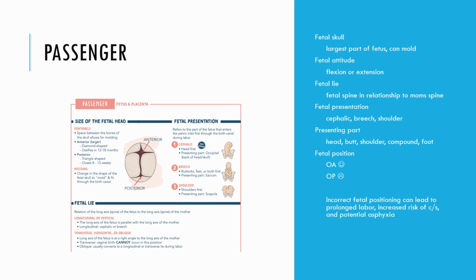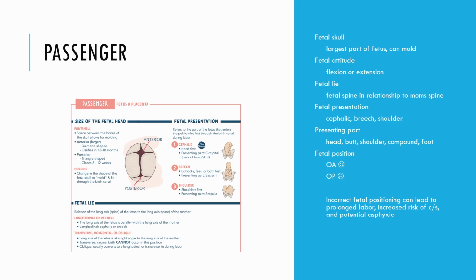Fetal presentation relates to what's the first part that is coming out of mom. Is it cephalic, meaning that it's head? Is it breech, meaning that it's either the butt or feet? Is it a shoulder presentation? So the shoulder is the first thing coming out. That's something that we need to know, as a shoulder presentation is really going to stall out our labor and delivery because it won't fit that way.